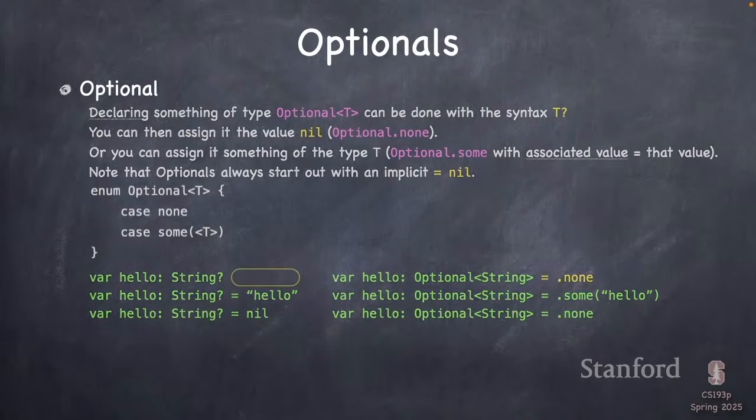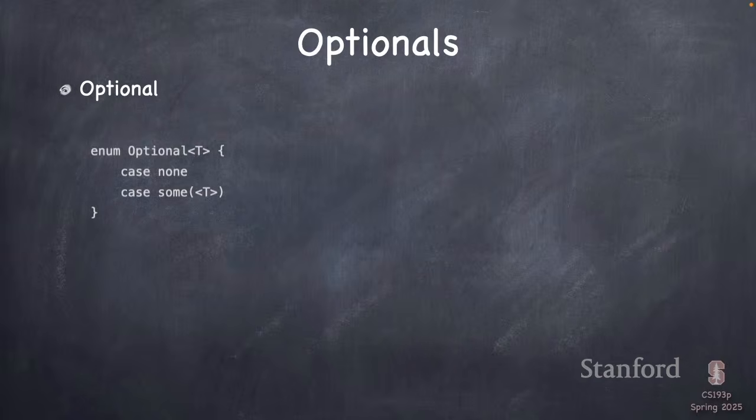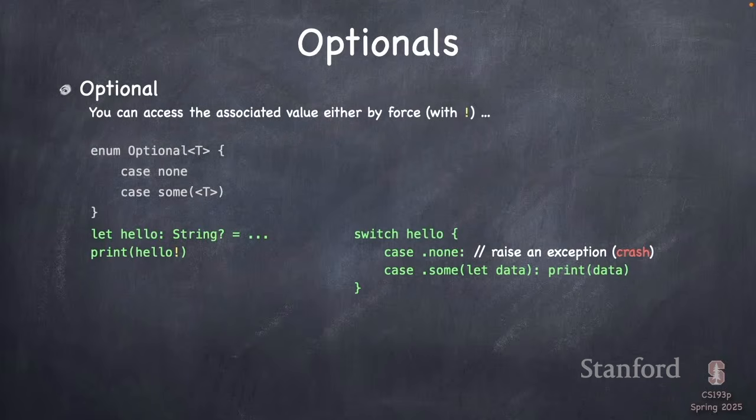Now, how about getting the value out of that optional? Because when we have an optional, it might be dot none, it might be some with a string in there or something. How do we get it out of there? Well, there's a couple of ways to do it. One is to force it out of there. Force it is exclamation point. So hello is an optional string. It's an enum. But if I say hello exclamation point, that means go in there and get the associated value for this thing. And if it's not in the some case, crash my app. So this is truly forcing it out of there. It's a very violent way to get it out of there.